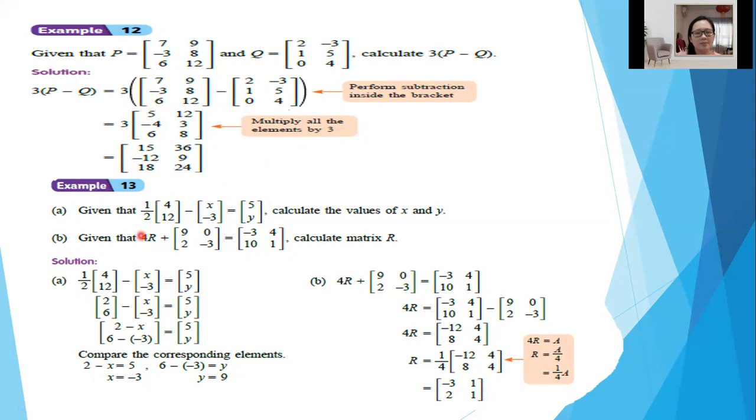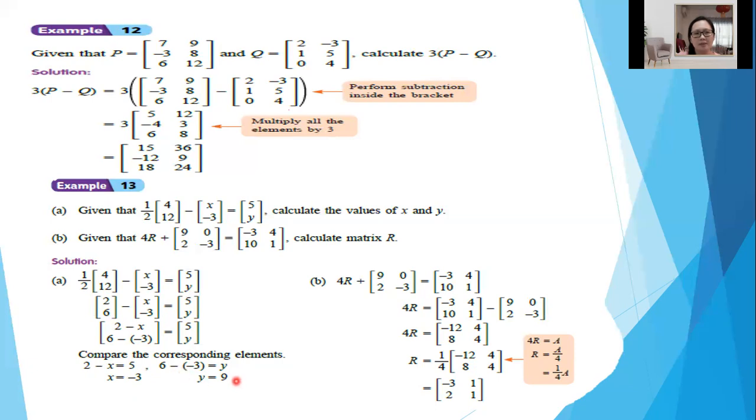Okay. Example 13. This is scalar multiplication. 1 over 2 times 4 and 12. So multiply them into the bracket. So we get 2 and 6, minus x and negative 3, equals 5 and y. So join them. 2 minus x equals 5. x equals 2 minus 5. x equals negative 3. 6 minus negative 3 equals y. 6 minus negative becomes positive.